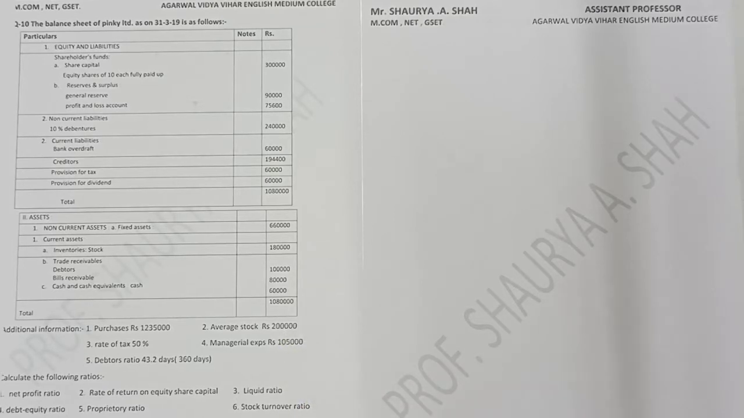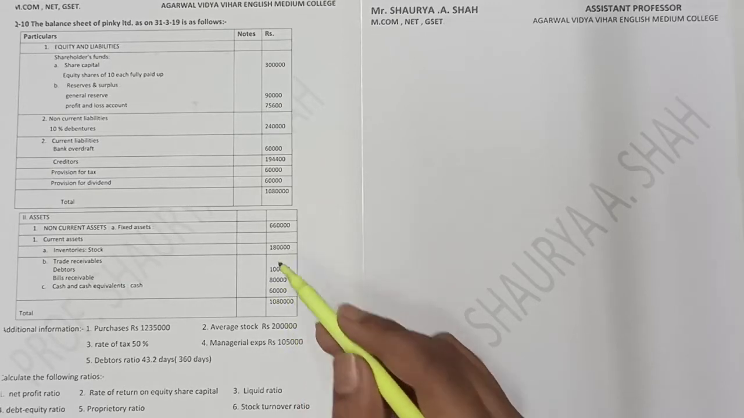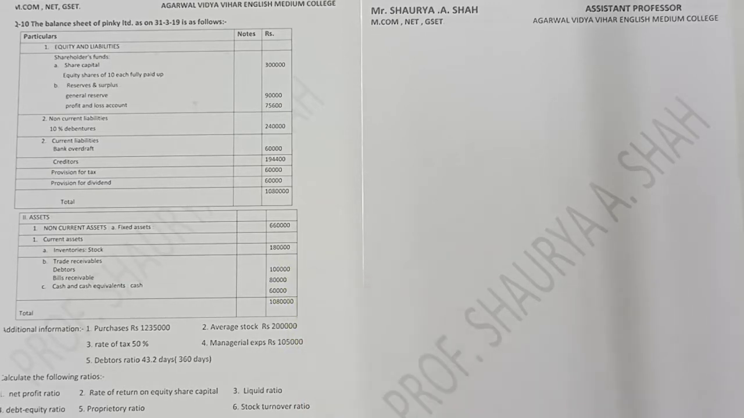Now students, whenever you see the term average stock, it should immediately strike in your mind that either opening stock or closing stock will be missing. So in this sum, we are having stock in the balance sheet. Which stock is it? It is your closing stock. So I can find out that opening stock is missing, which I'll be getting from average stock. Rate of tax is 50%.